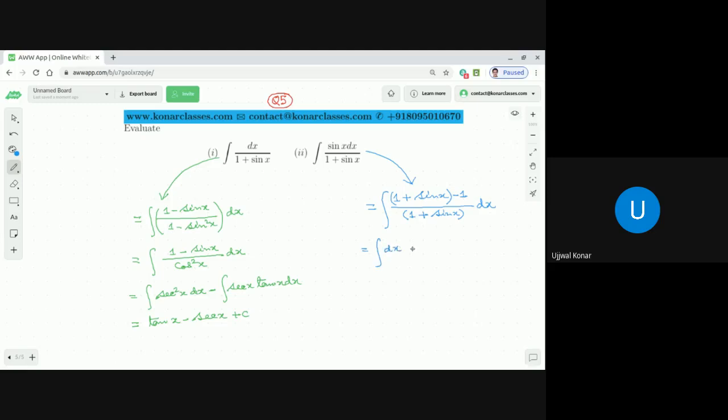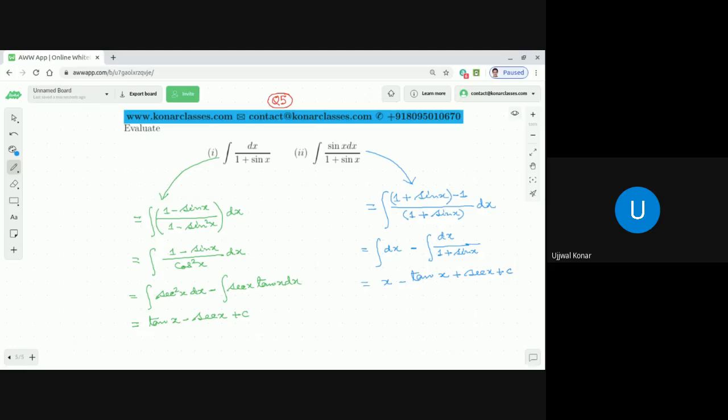Correct, no? Minus integration dx by 1 plus sin x. And we just solved what dx by 1 plus sin x integration is. It is there on the left-hand side. So we can write this as x minus tan x plus sec x and only one integrating constant. As I said in the last class, you don't need to give multiple integrating constants. That is not required.